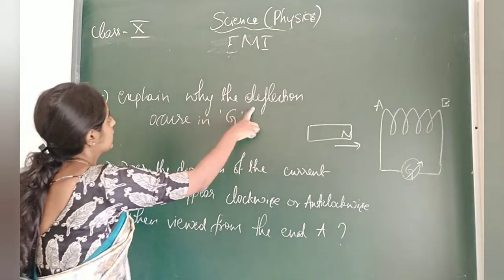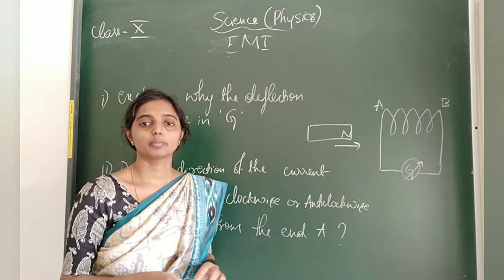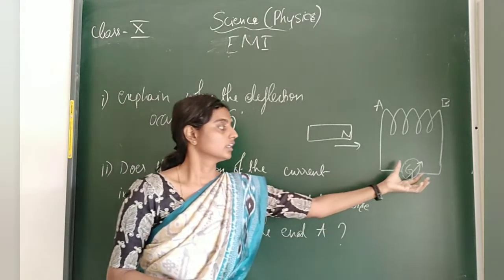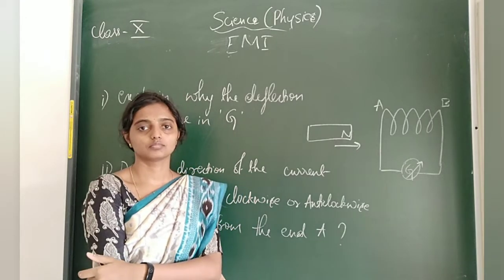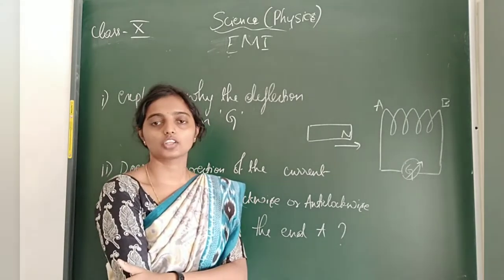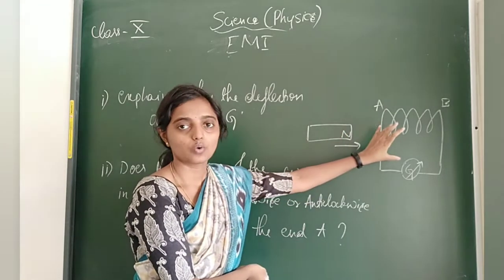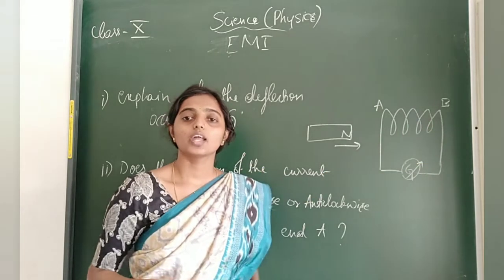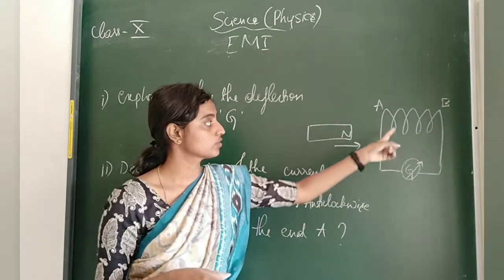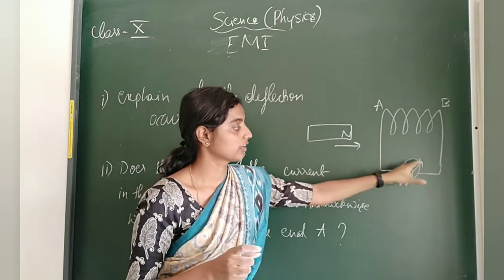Explain why the deflection occurs in the galvanometer. Think, what will be the answer? Why does the deflection show in the galvanometer? Just a one word answer. I hope you got the answer. See what happens when this magnet goes inside. The induced current will be produced. Only when the induced current is produced does the movement of the deflection of the needle take place.